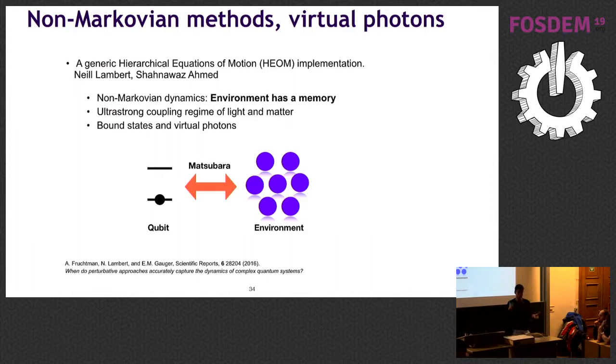And there are some very exciting things that you can see in this kind of system, namely virtual photons. So you have a system, and you have photons in the system, but these photons cannot eject out because they are trapped in the ground state of this composite system. And if you don't use this non-Markovian formulation, you will not observe these effects. So this is something very exciting that we are going to push in QuTiP very soon.